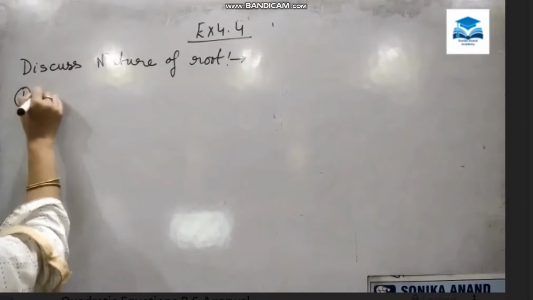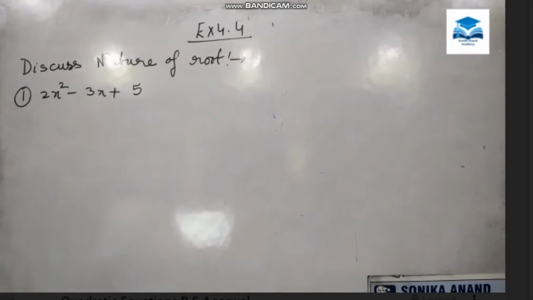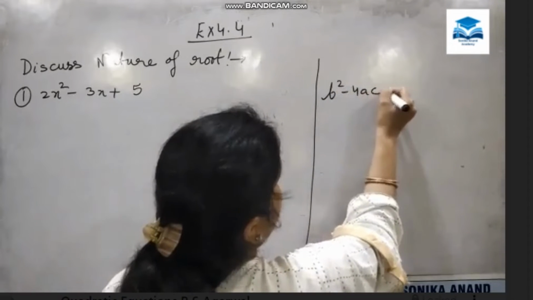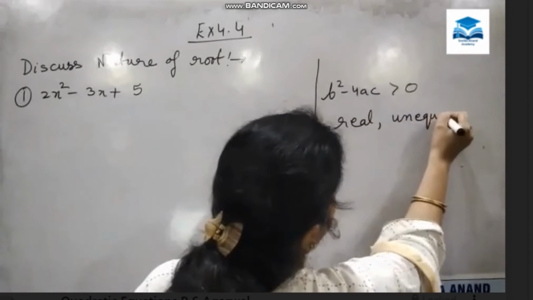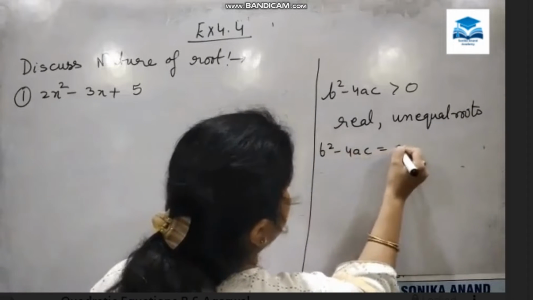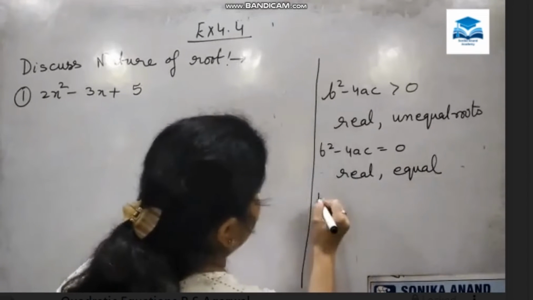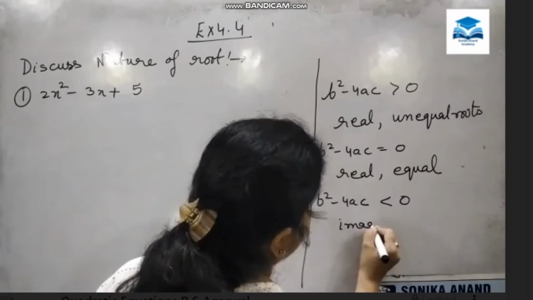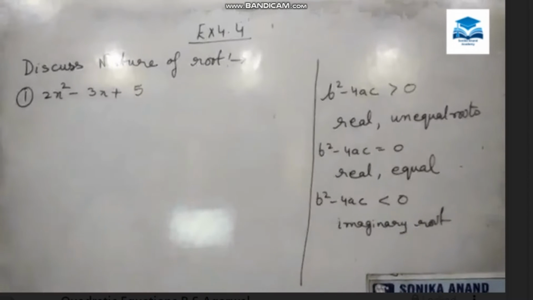First question we have 2x square minus 3x plus 5. Listen, we have three rules. If b square minus 4ac is greater than 0, then real and unequal roots. If b square minus 4ac is equal to 0, then real and equal roots. If b square minus 4ac is less than 0, then imaginary roots. This is the main concept.